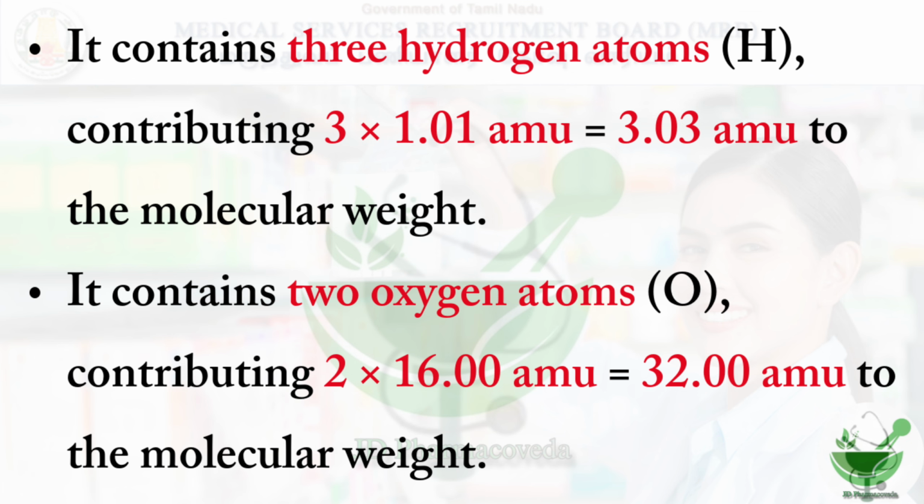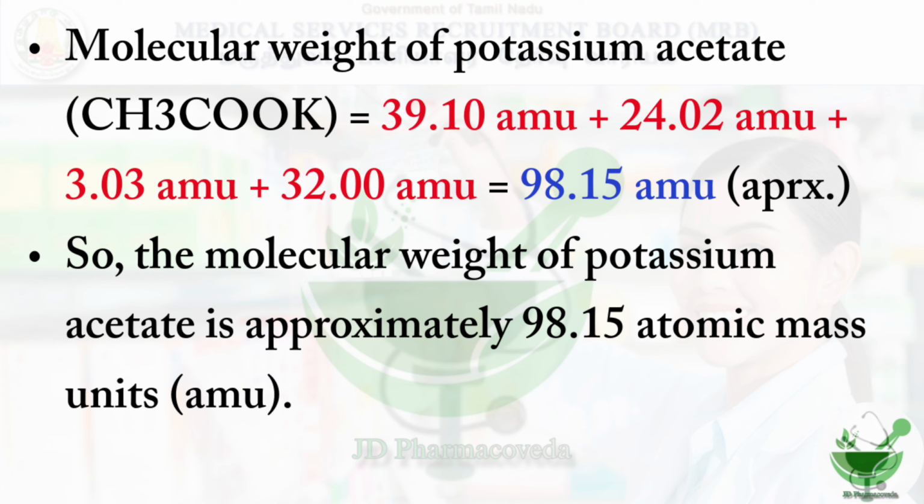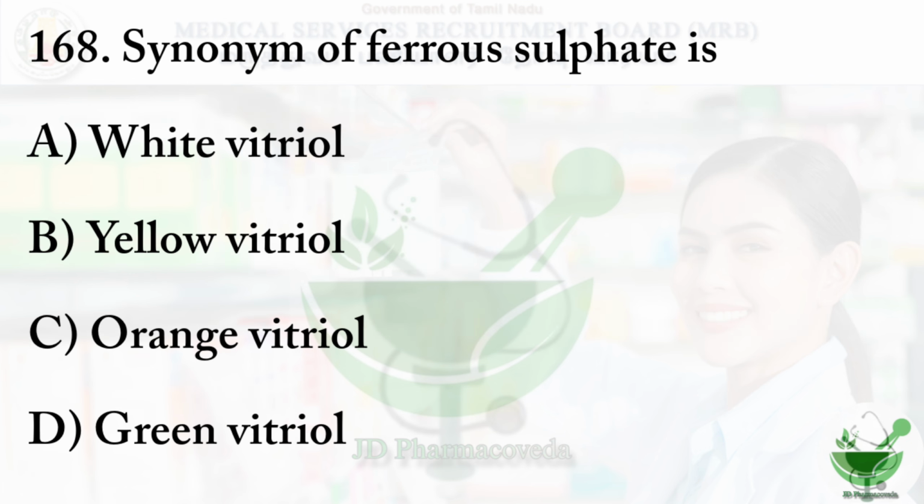So when we add all this atomic weight, we get approximately around 98.15 AMU. So the right option is option B, 98.15 AMU. Then question number 168, synonym of ferrous sulfate is option A white vitriol, option B yellow vitriol, option C orange vitriol, option D green vitriol. So the right option is option D green vitriol.